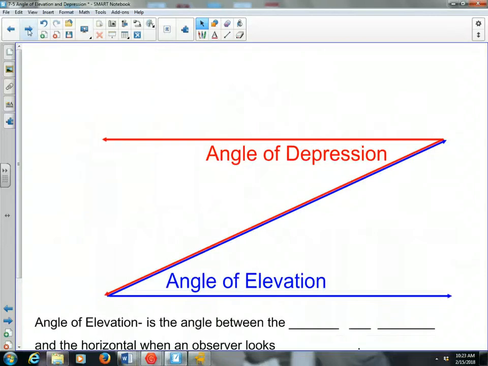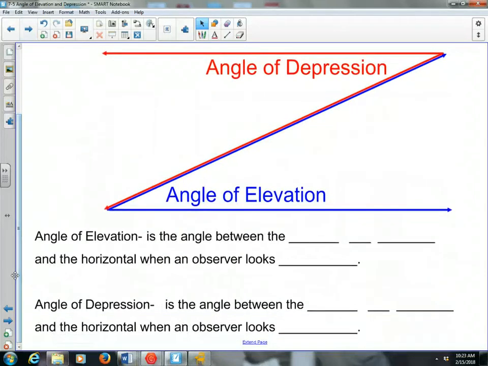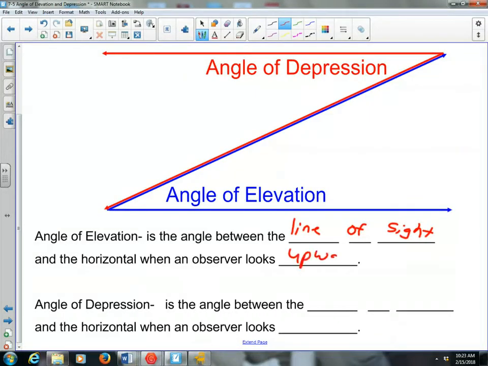So I have a picture here. The angle of elevation is the angle between what's called the line of sight and the horizontal when an observer looks upward. So here is the angle of elevation. It's made by a horizontal line and by the line of sight when someone looks up. Okay? So that is what the angle of elevation is.